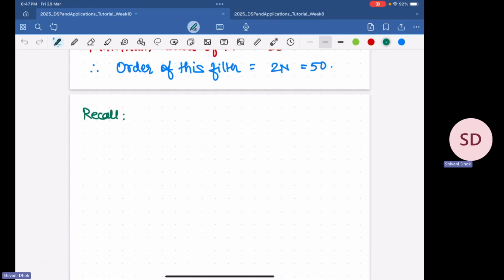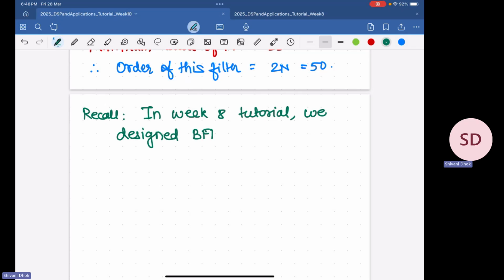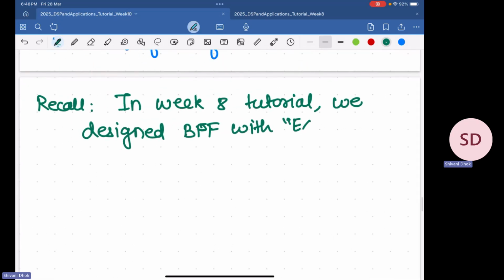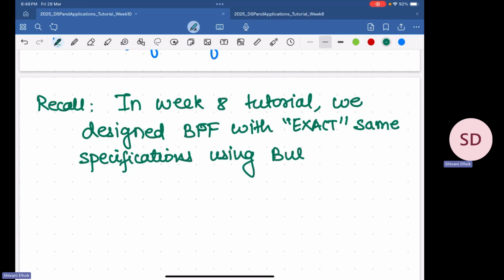So recall, in the week 8 tutorial, we designed this band pass filter with exact same specifications using the Butterworth IIR filter design approach.